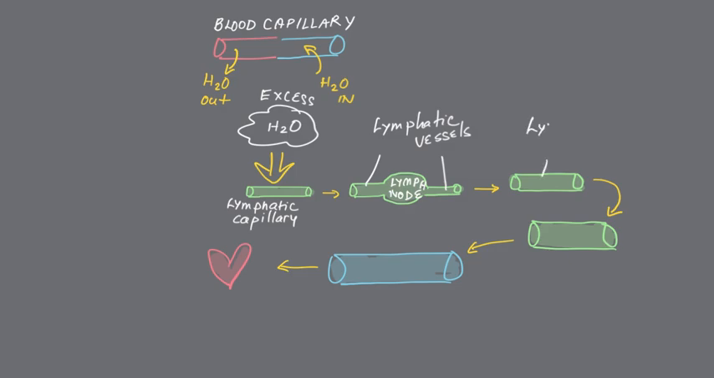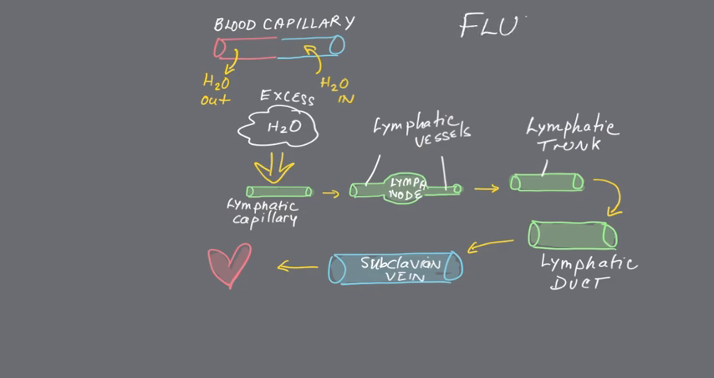From the lymphatic vessels, the lymph then flows into the lymphatic trunks. From the lymphatic trunks, the lymph flows into a lymphatic duct. The lymphatic ducts then send the lymph into the subclavian vein. Here, the fluid is now referred to as plasma. And from the subclavian vein, the fluid returns to the heart. This is how the lymphatic system constantly picks up excess fluid and returns it to the bloodstream.